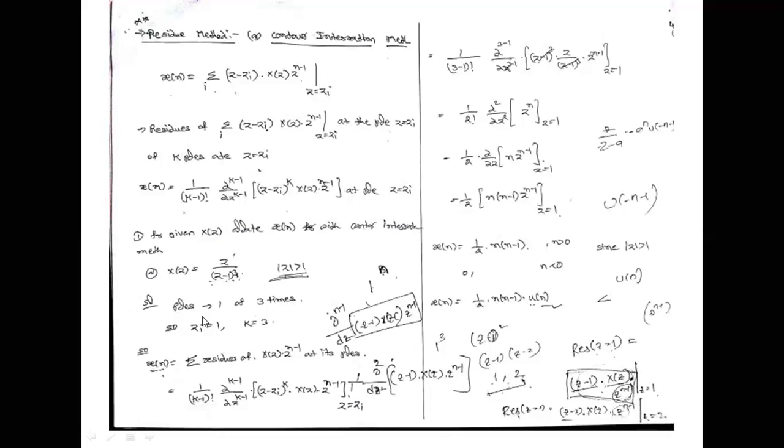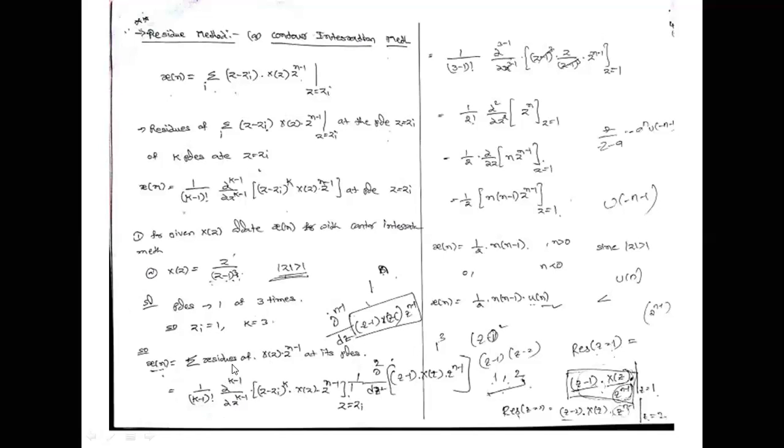Okay. By using the residue method, the sum of the residues of X of z into z power n minus 1 at its poles can be written as 1 by (k minus 1) factorial, where k is 3 because the pole is repeated 3 times, times the partial derivative d power k minus 1 by dz power k minus 1 of (z minus zi) whole power k, X of z, z power n minus 1, evaluated at z equal to zi. What is zi here? The pole value is 1.